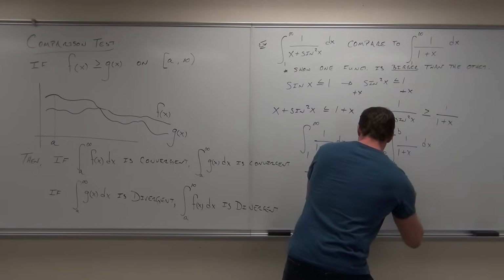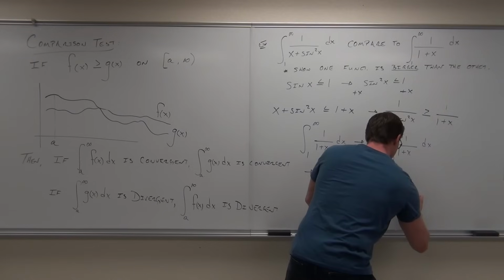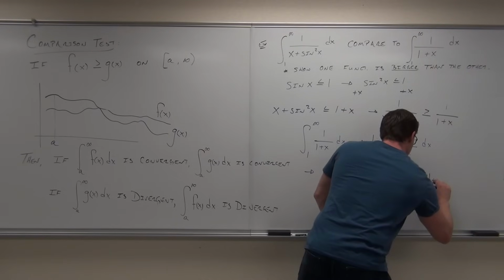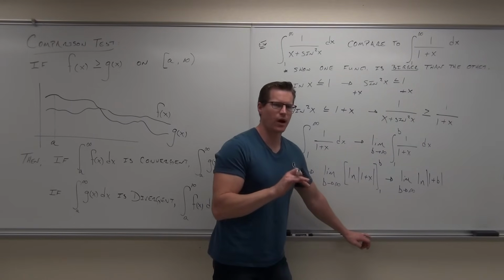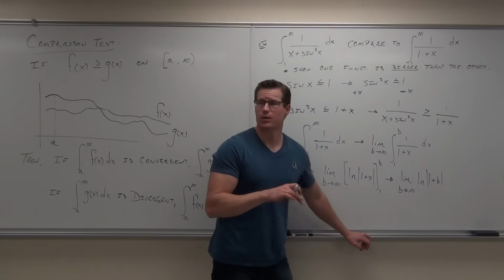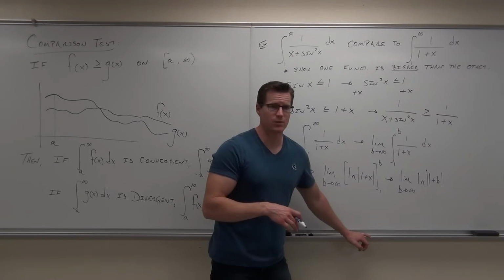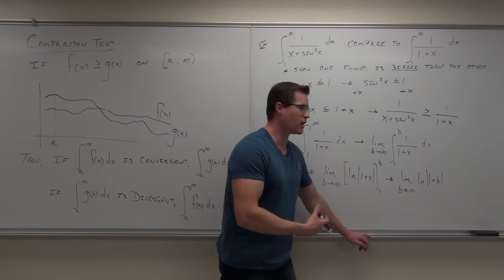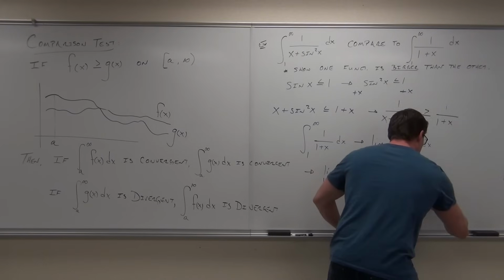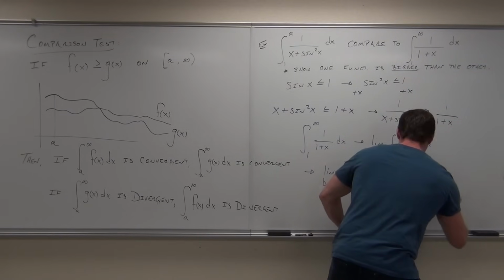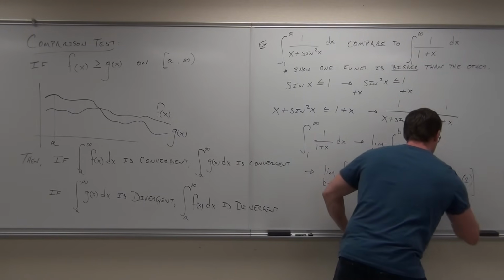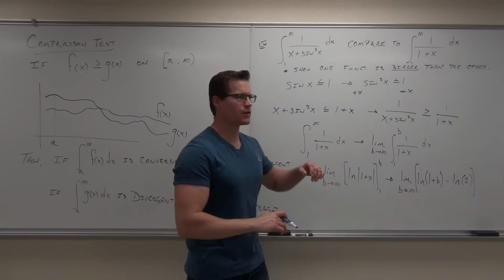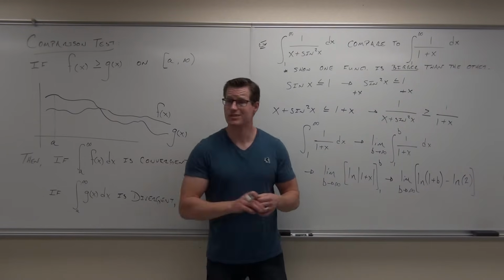Let's evaluate. So this would be limit as b approaches infinity of ln absolute value of 1 plus b, minus ln 2. Absolute value here really is not that relevant. Can you explain to me why the absolute value here is not relevant for us? It will never be negative. Our interval is 1 to infinity. We can't get a negative if we're adding 1 plus a number that's positive, okay? So really here, kind of irrelevant. Quick head nod if you're okay with where those numbers are coming from. Just some evaluation.